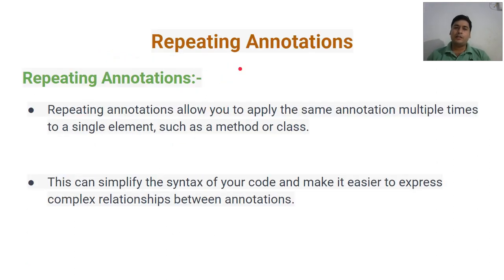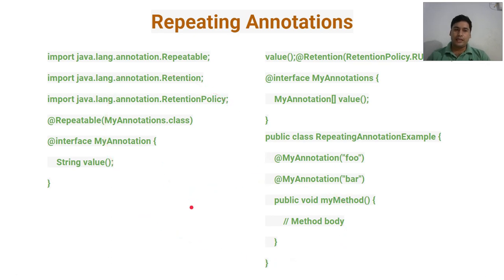Repeating annotation means repeating annotations allow you to apply the same annotation multiple times to a single element, such as a method or class. This can simplify the syntax of your code and make it easier to express complex relationships between annotations. If you see here, there are so many annotations I have created. Like that we have created the annotations and used them here, so you can see.